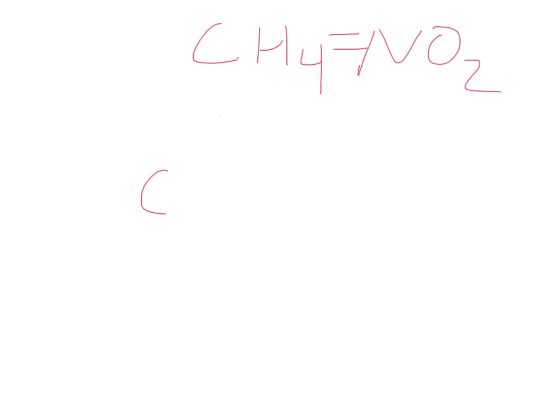Okay, so the question was: draw the Lewis dot structure for nitromethane, right? That'd be... okay, so nitro is NO2, methane is CH4. So you put those two together, you should get nitromethane, which is CH3NO2. Alright, so that's not a Lewis dot structure, but that's a good place to start.